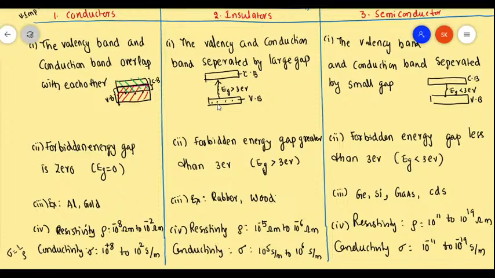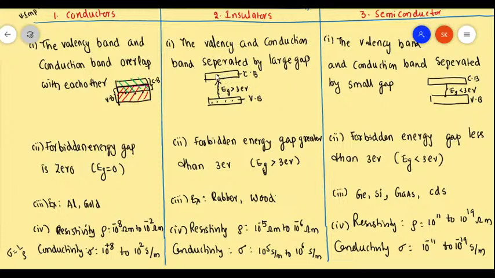From the valency band, right? If sufficient energy is given to the electrons which are present in the valency band, then they will jump to the conduction band. And if any electron jumps to the conduction band, then what happens? That electron is useful for the flow of current.